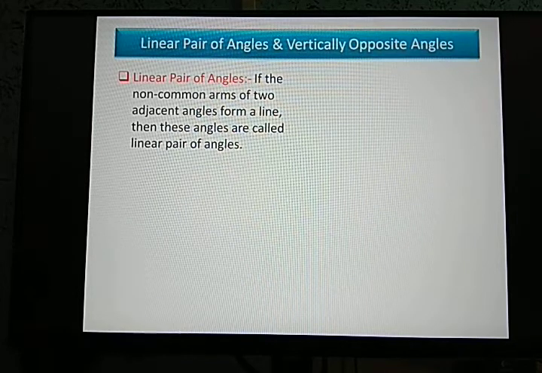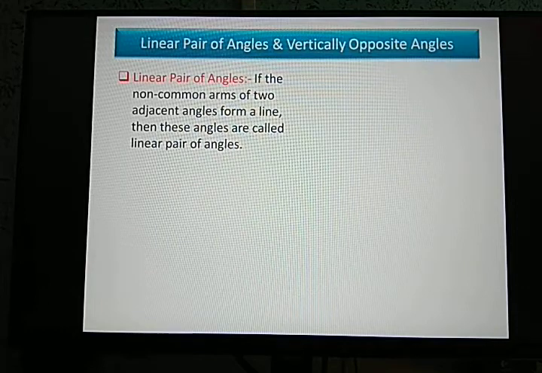Now linear pair of angles is a type of adjacent angle, but the only special factor here is they will form a line. In the earlier case, we have seen that the criteria of adjacent angles are fulfilled, but it didn't form a line. But here in linear pair of angles, it is a special kind of adjacent angle where the non-common arms will form a straight line.